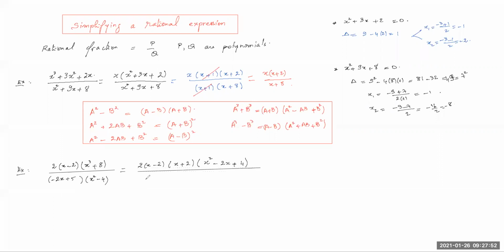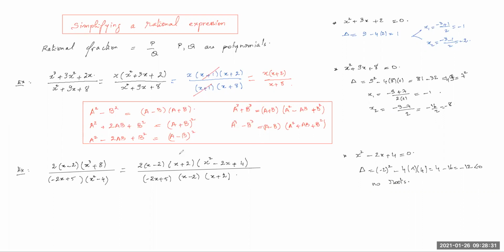Over (minus 2x plus 5) times (x minus 2) times (x plus 2), difference of two squares. Then I can see I can simplify. Remark here, if you solve x squared minus 2x plus 4 equals 0 and take the delta, it's b squared minus 4 times 1 times 4, which is 4 minus 16, which is minus 12, negative. So no roots, which means we cannot factor it.